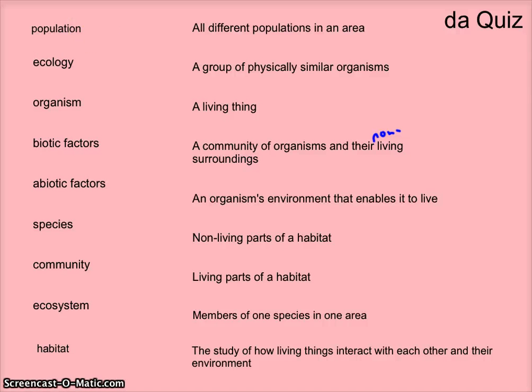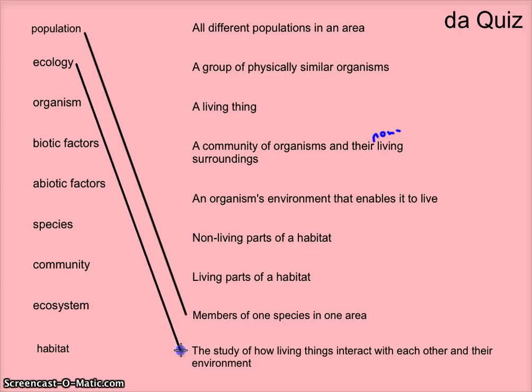Okay, we have population. Which of these would fit for population? Well, it's going to be this one. Members of one species in one area is a population. What about ecology? Well, ecology is a study of, and it's this one. Study of how living things interact with each other and their environments.